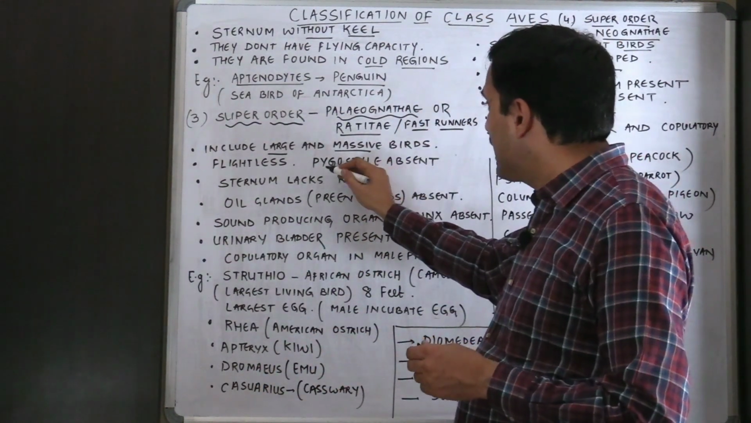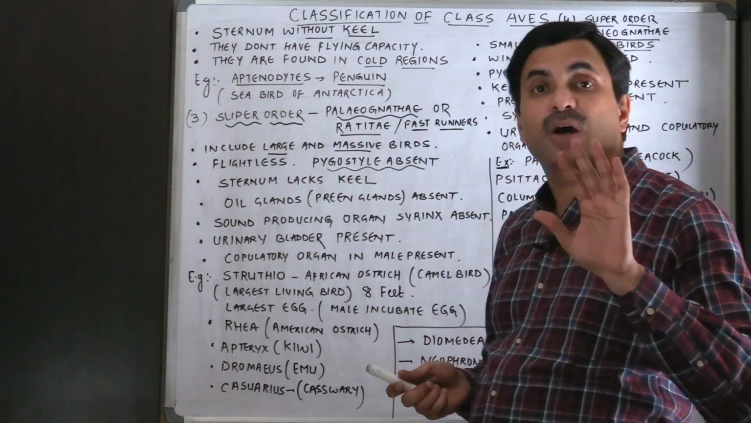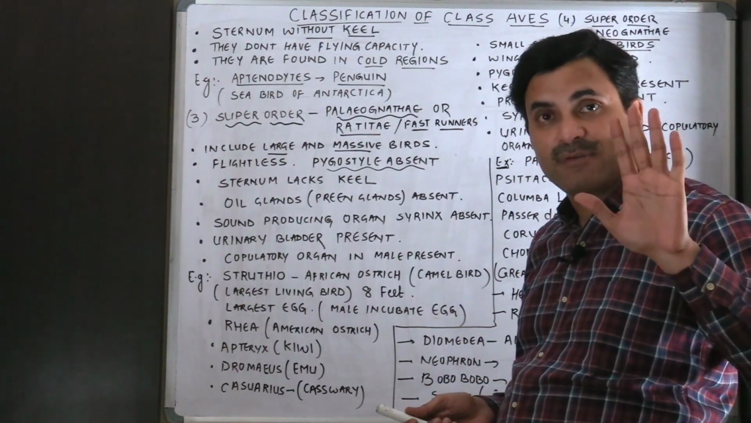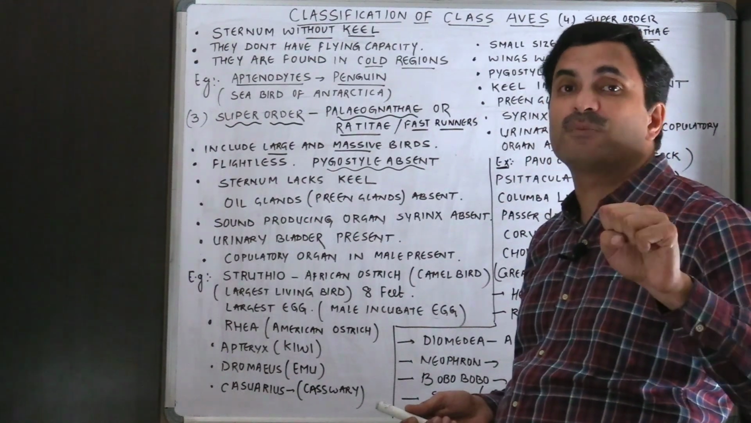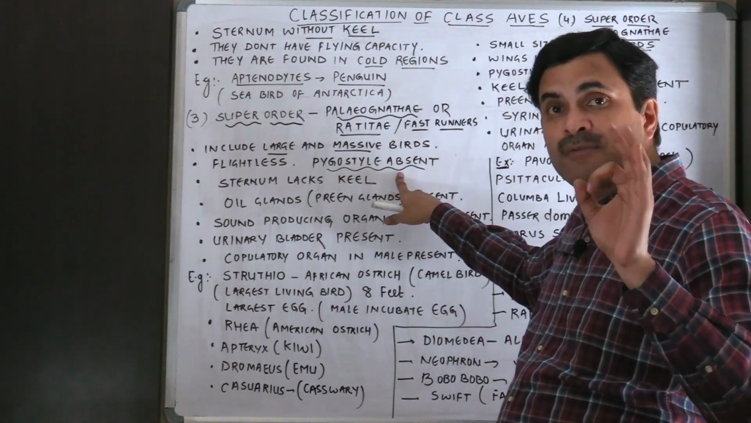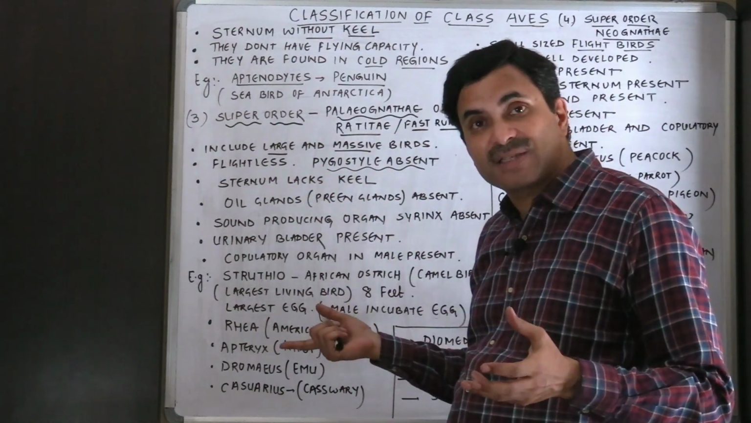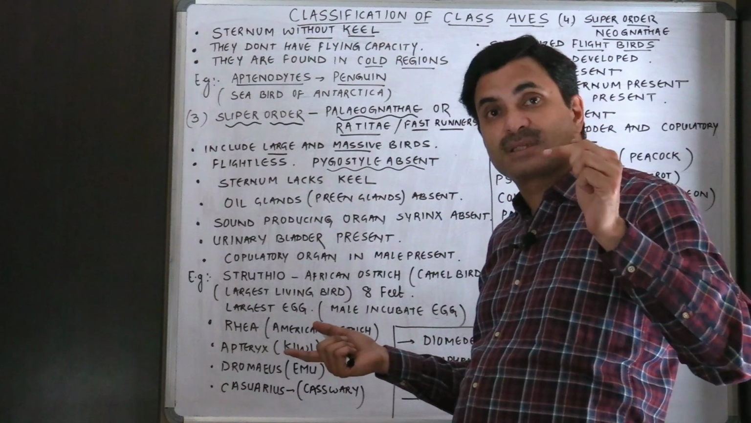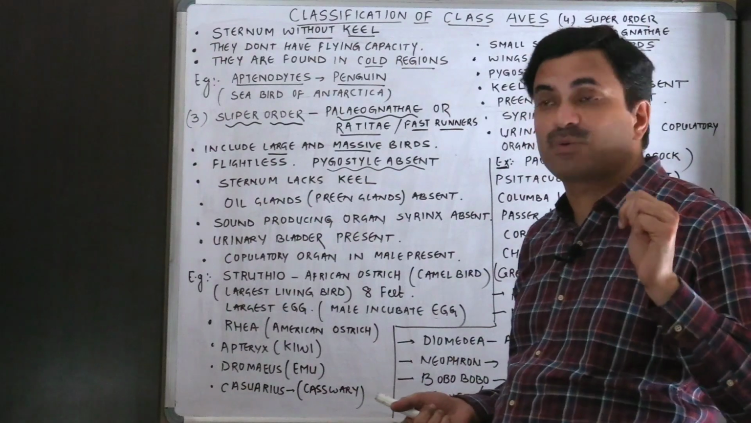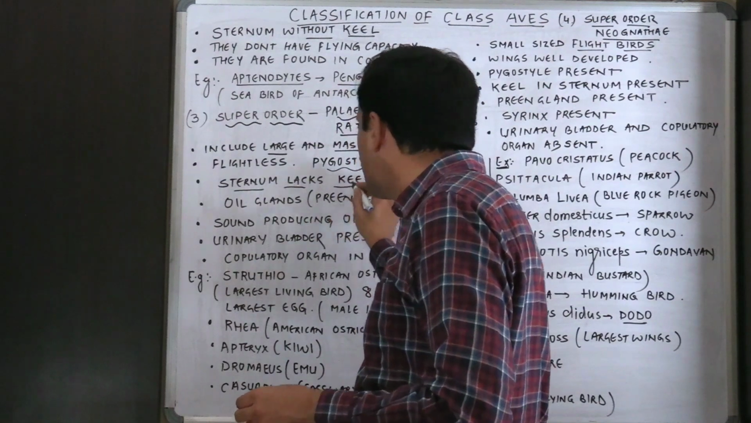They are flightless, and you know very well that the pygostyle is also absent here. It means the caudal vertebrae are free, they are not fused. If the caudal vertebrae fuse, then they form the pygostyle, but here the pygostyle is absent and the caudal vertebrae are free. Sternum lacks keel. You know very well, all the flying birds have the keel at their sternum so that the flight muscles are attached to it, but they do not have the flying capacity. So again, sternum lacks keel.